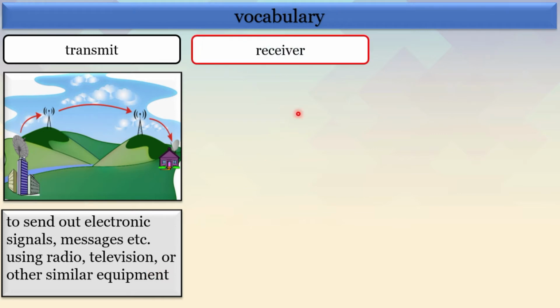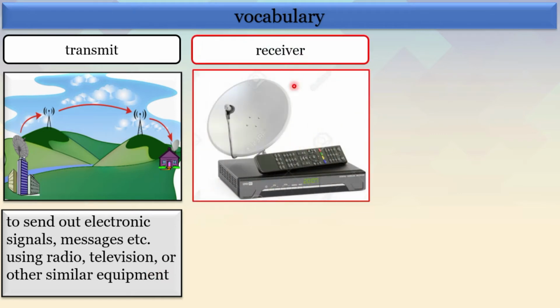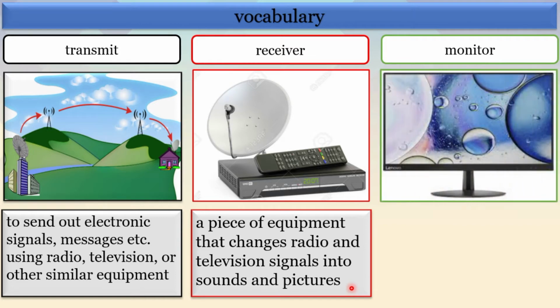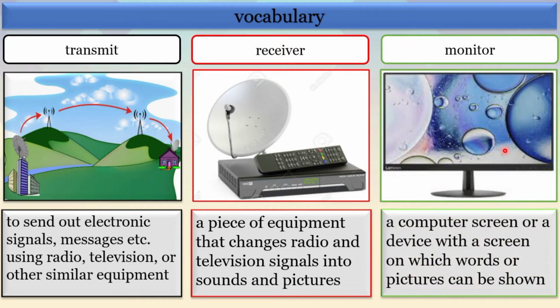Then we have receiver. This is a receiver. A receiver is a piece of equipment that changes radio and television signals into sounds and pictures. And we have monitor. A monitor is a computer screen or a device with a screen on which words or pictures can be shown.